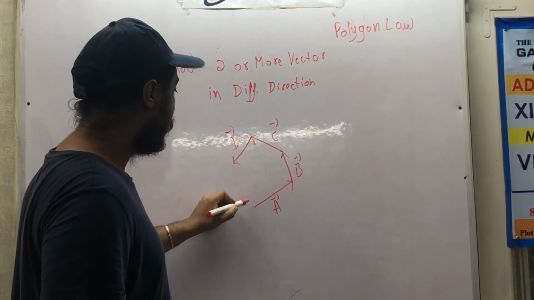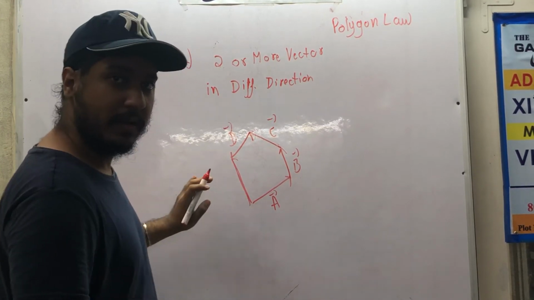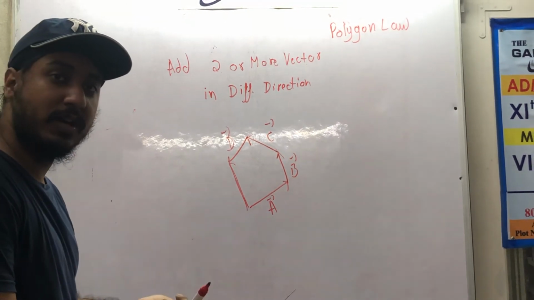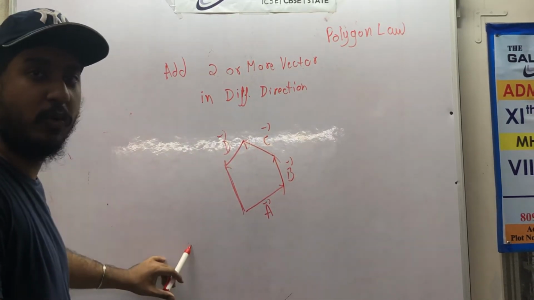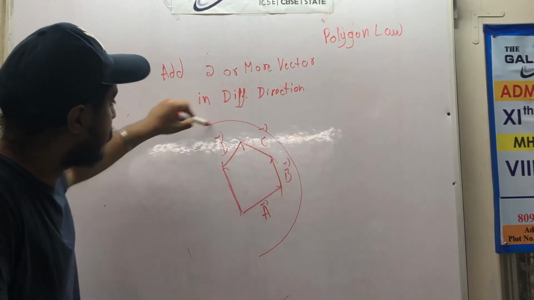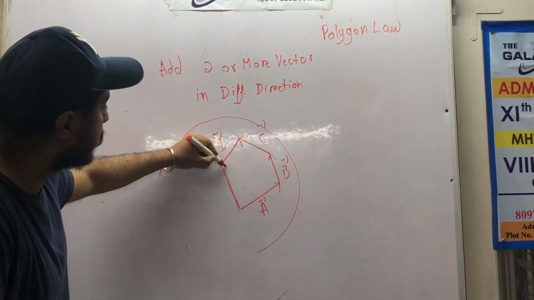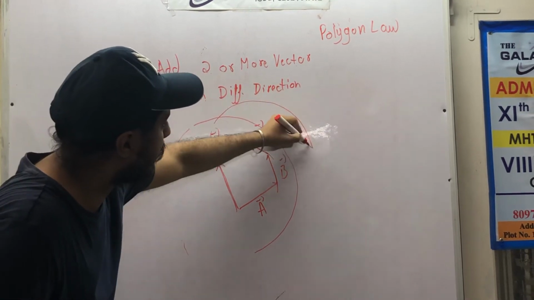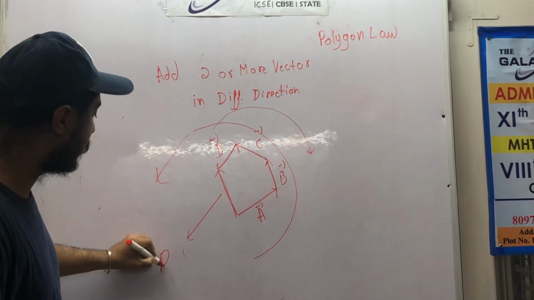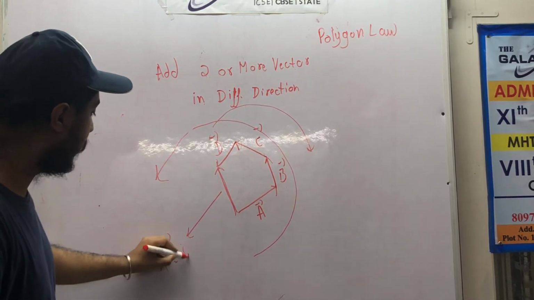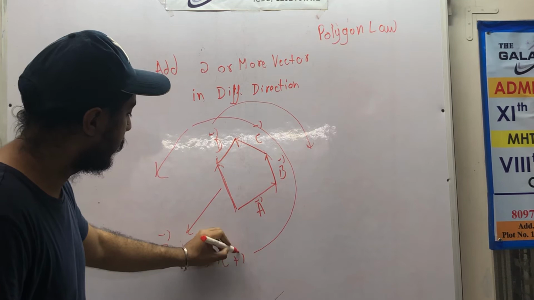I will show you a diagram. What will be the closing side? This one. Am I right? This one will be the closing side, and it will be in the opposite direction. What does opposite direction mean? All these sides, which direction are they trying to rotate? You can imagine that: anti-clockwise. So now you will make the arrow in the other direction, meaning it is trying to rotate in clockwise direction. This is the opposite direction. And this vector is the resultant vector, which is equal to A plus B plus C plus D.